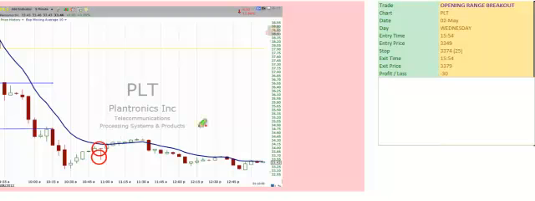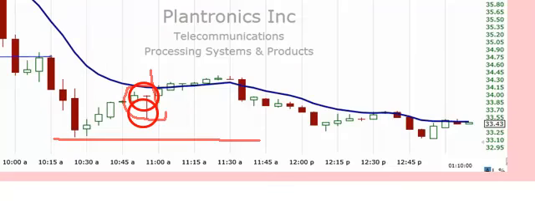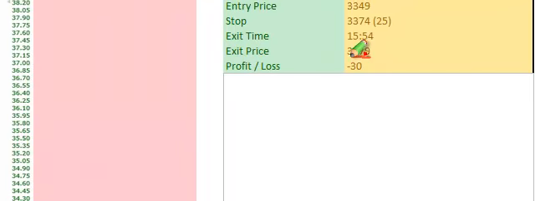So this trade here, I entered at 15.54. I entered short. I thought it looked good. It was going down. The candle was very red. I didn't wait for the candle to close, which was my error, and I also didn't wait for the candle to break below the low that it had created either. So entry price 33.49, exit price 33.79, with a loss of 30 pips.